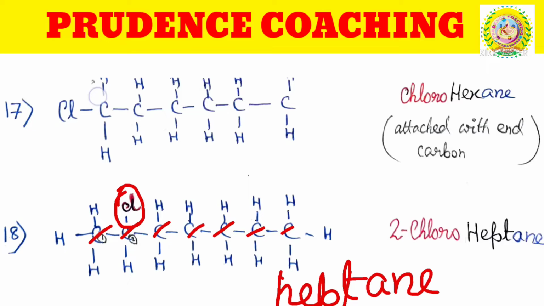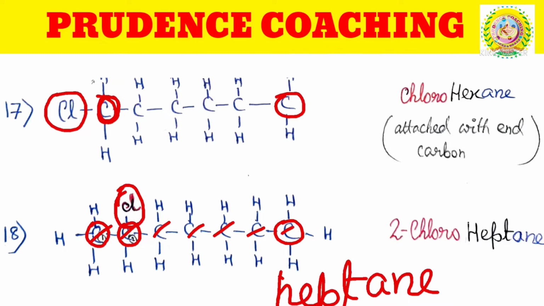As you can see in the previous one, chlorine was attached with the terminating carbon, that is the carbon at the end. It may be this side, it may be this side, but it was attached with the terminating carbon. But here the terminating carbons are this one and this one, but here it is attached with this carbon which is not the terminating carbon. So you need to give the number here before writing chloro.